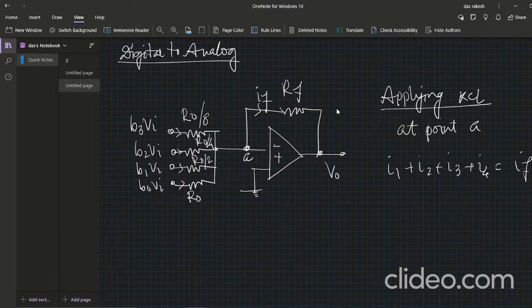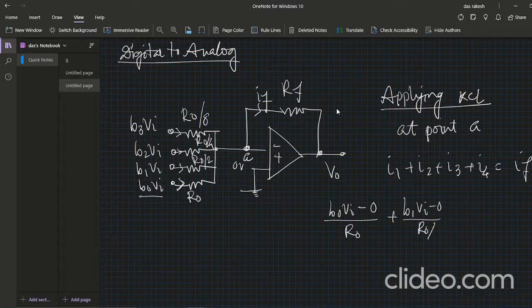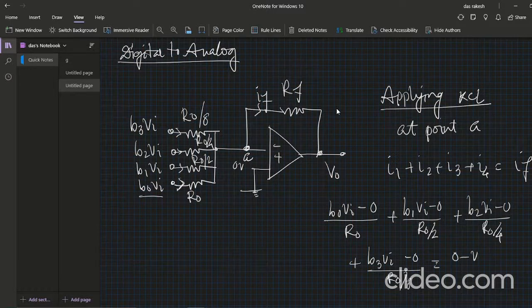I1 is this: voltage V0 into Vi minus 0, why 0? Because due to virtual ground this potential is equal to 0 volt, divided by R0. Next, V1 into Vi minus 0 divided by R0 by 2, because this is R0 by 2. Next is V2 into Vi minus 0 divided by R0 by 4, and the last one V3 into Vi minus 0 divided by R0 by 8 is equal to 0 minus V0 divided by RF. This is 0 volt minus V0 volt.